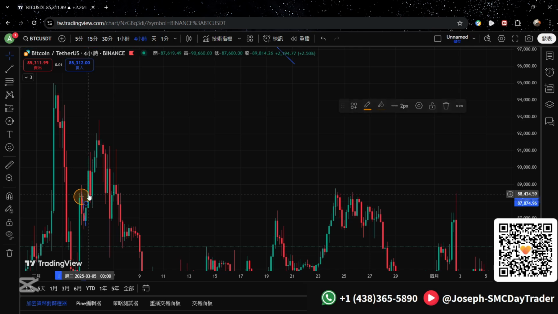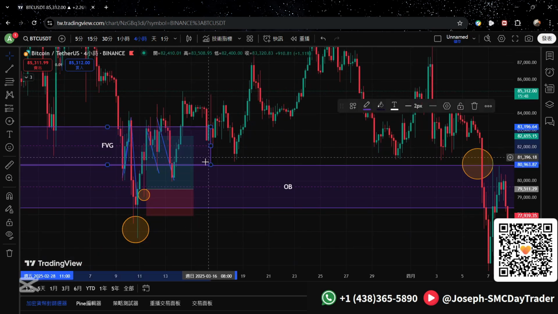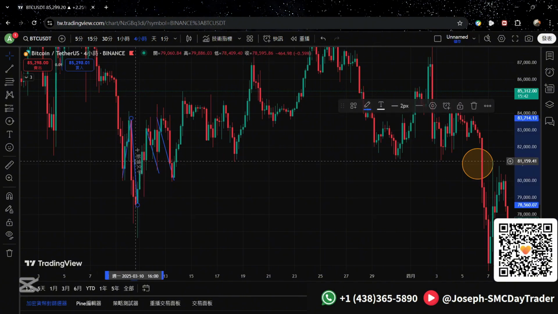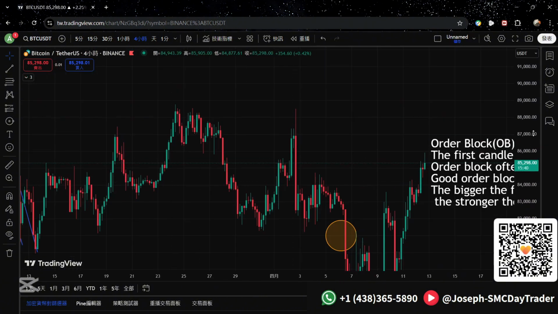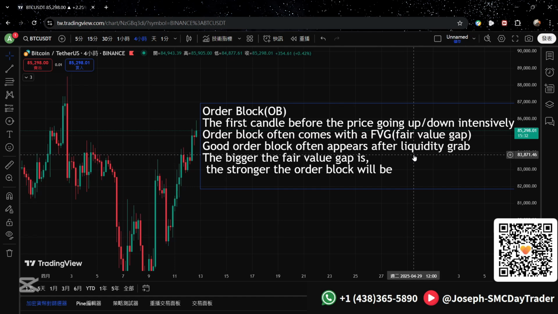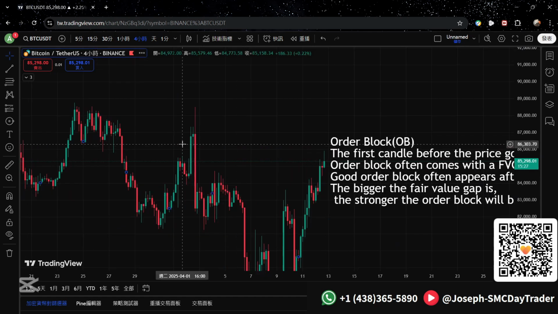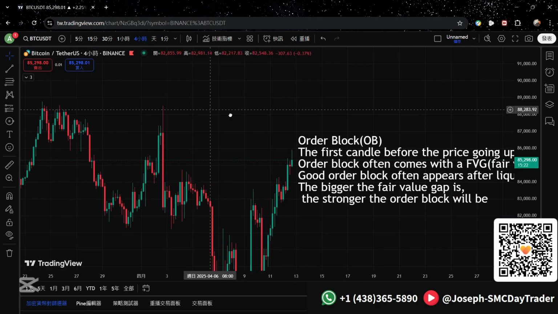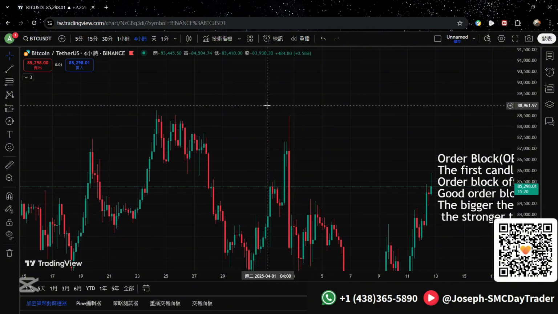Let's find one last example. I think an uptrend order block is easy to find, so let's find another downtrend example. Oh yeah, I forgot to explain: a good order block often appears after a liquidity grab. And the bigger the fair value gap is, the stronger the order block will be. That's also important.